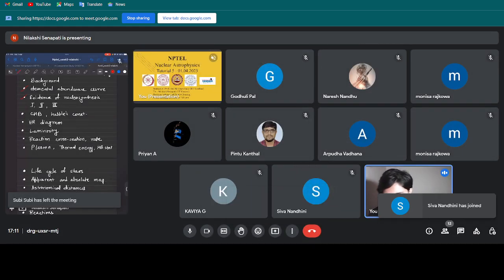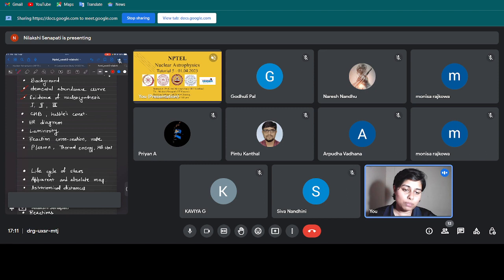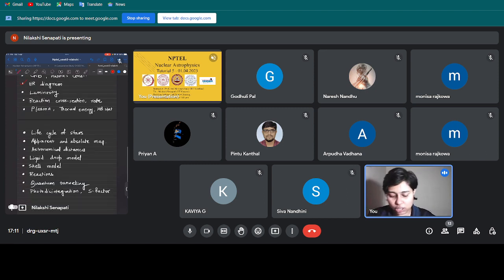Then in the discussion session, we have also discussed the cosmic microwave background and Hubble's constant. Then we went to luminosity, and one of the most important things, the HR diagram. Then we talked about reaction cross section and many things in between. They have come up, but I am not writing those things.